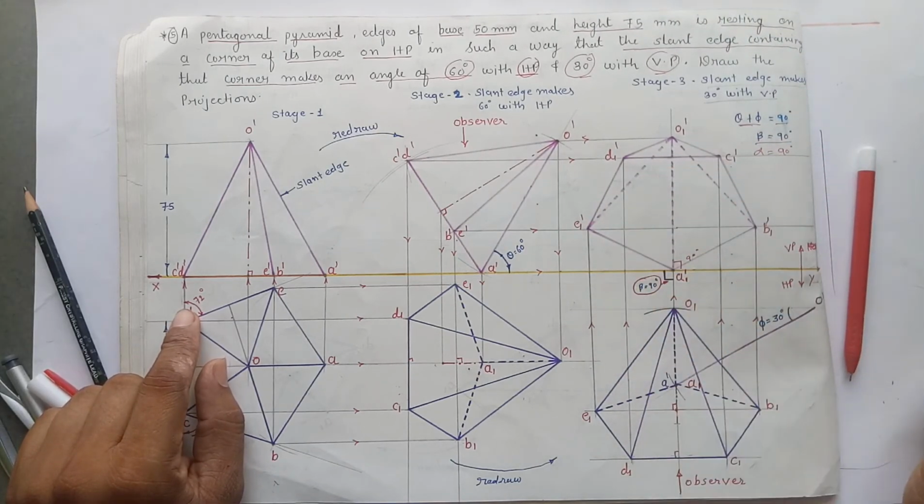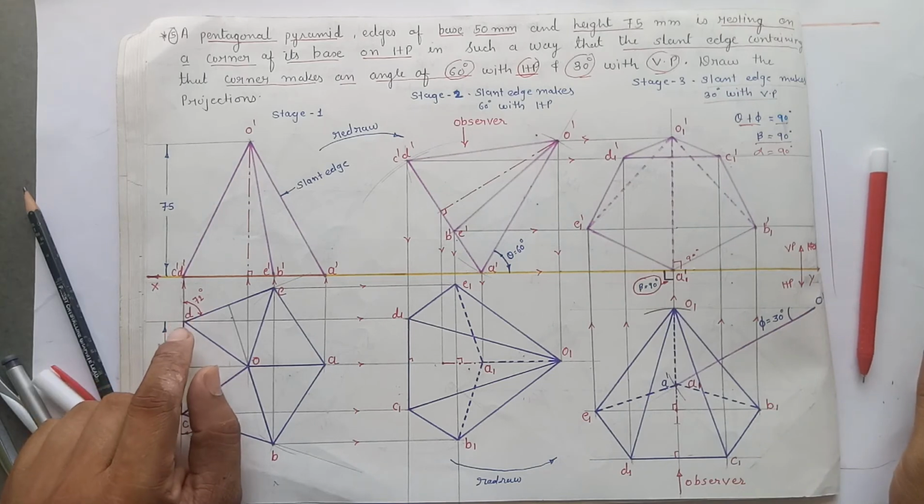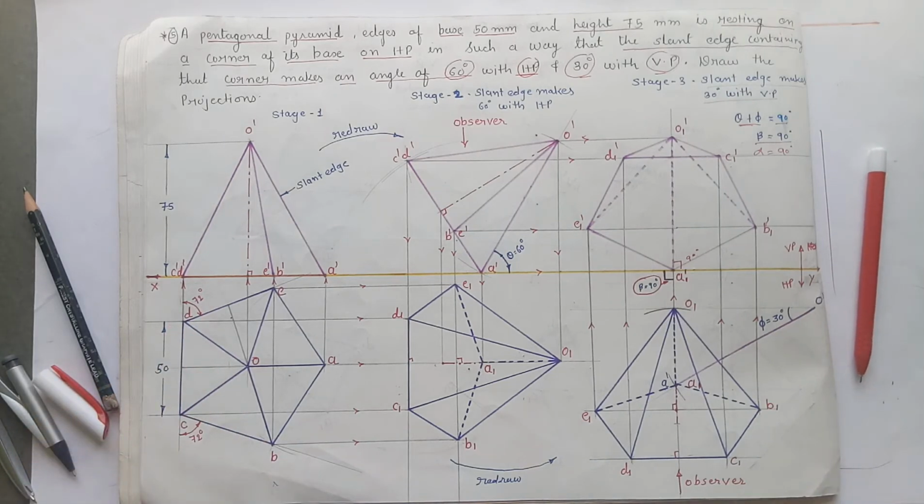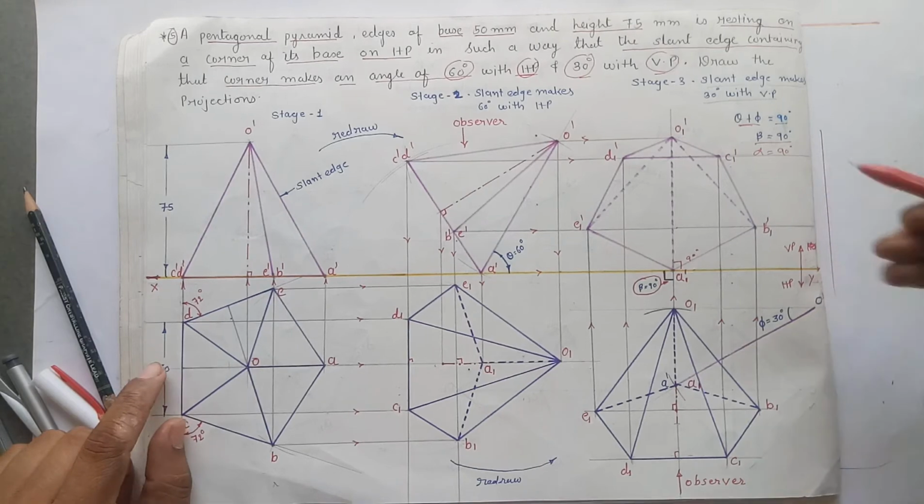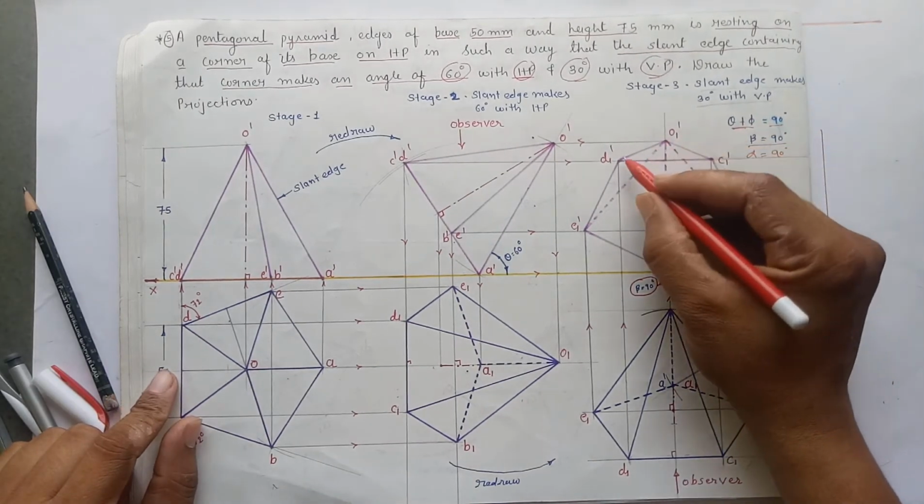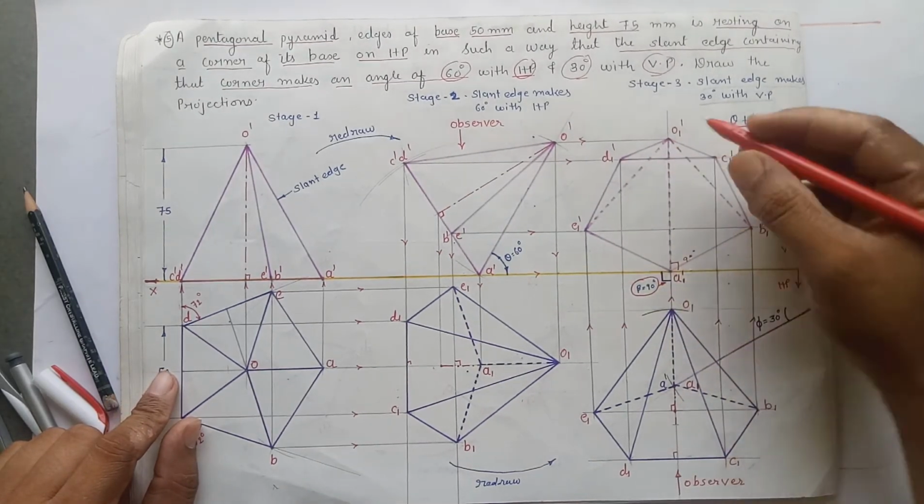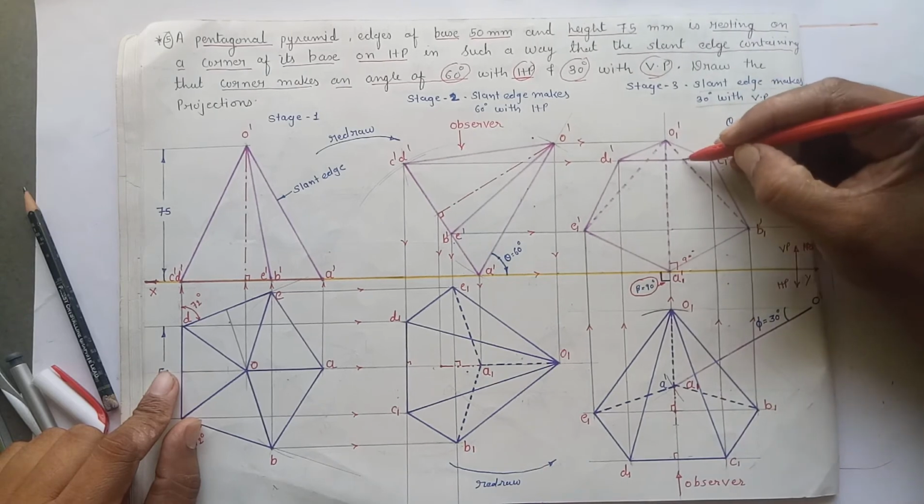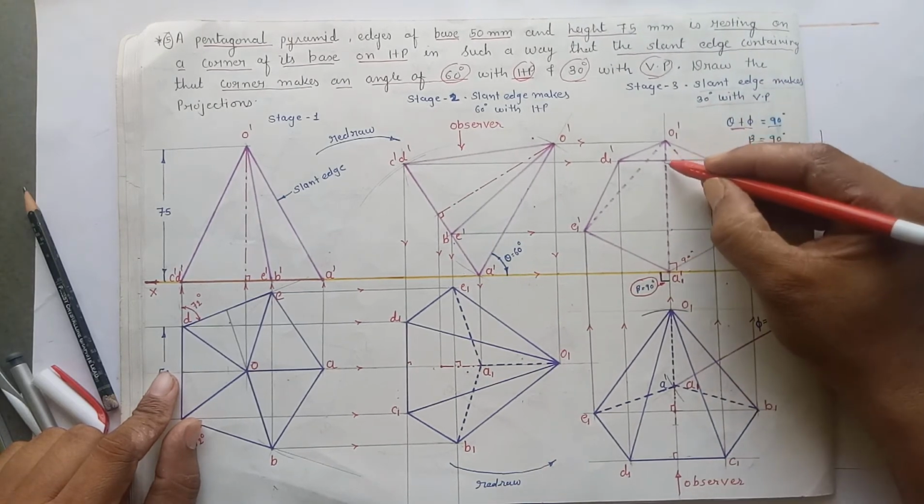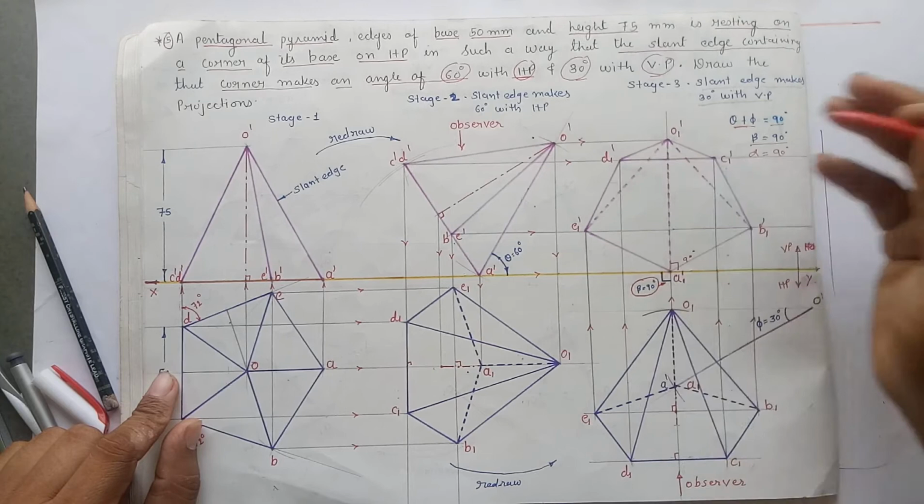Now draw the slant edges by using the rule of intersection of lines. Two visible lines will never intersect, two hidden lines will never intersect. So O1 D1 is visible, O1 C1 is visible, O1 B1 is hidden due to intersection, O1 A1 is hidden due to intersection, O1 E1 is hidden due to intersection.